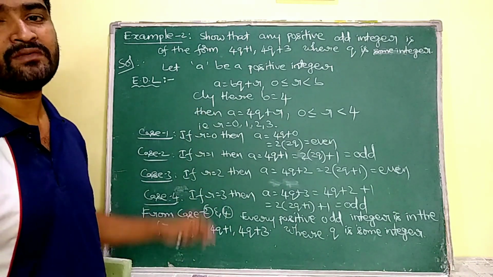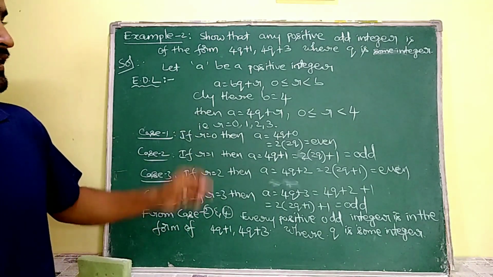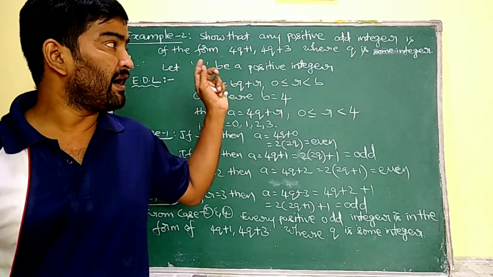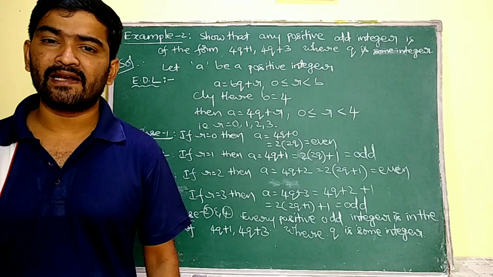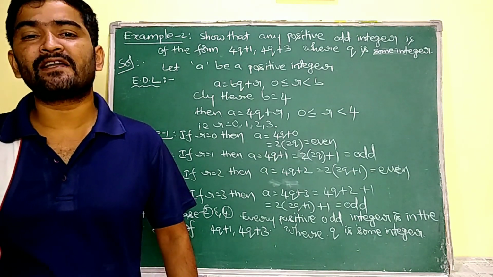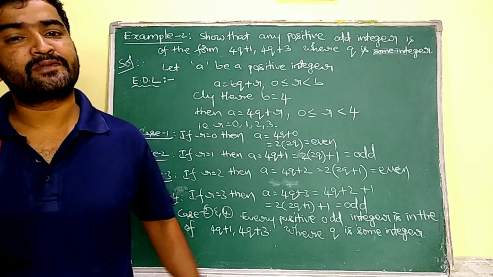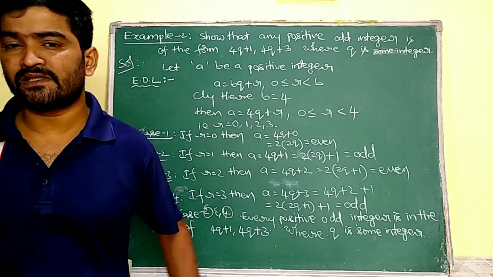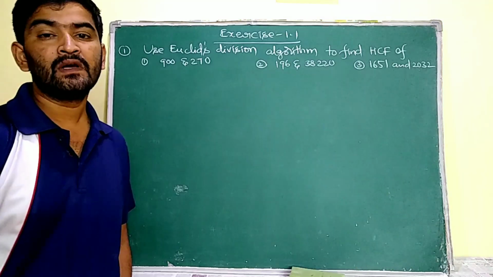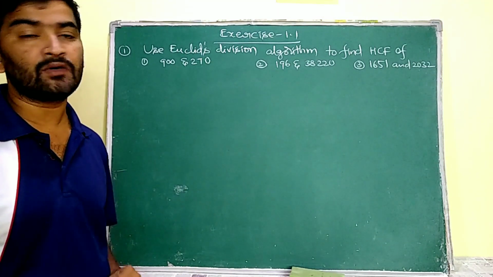In a single question we are going to have two different types of questioning patterns. And they may ask you this question directly in the bits also. That means every positive even integer is in the form of dash. In the options you may have 4q plus 2, 4q plus 4 differently or in the same option. See, exercise 1.1.